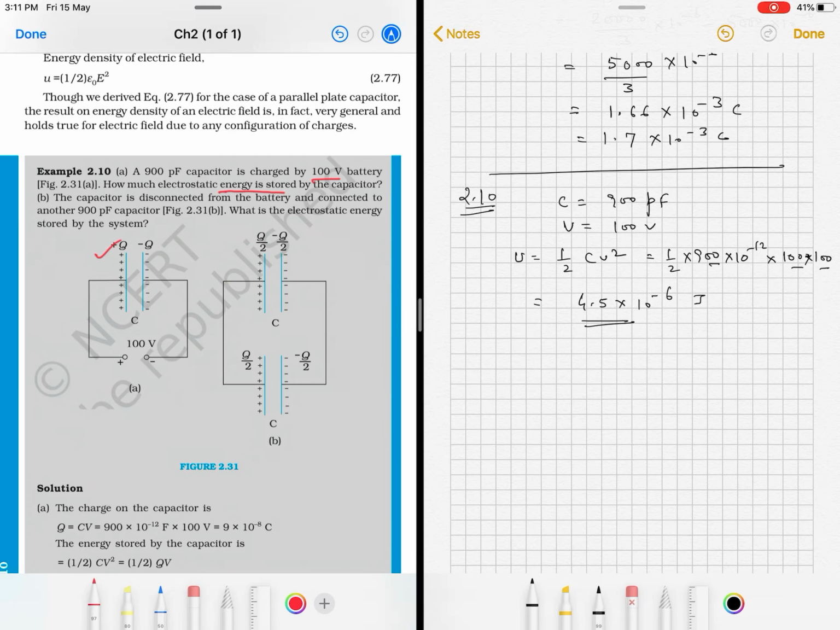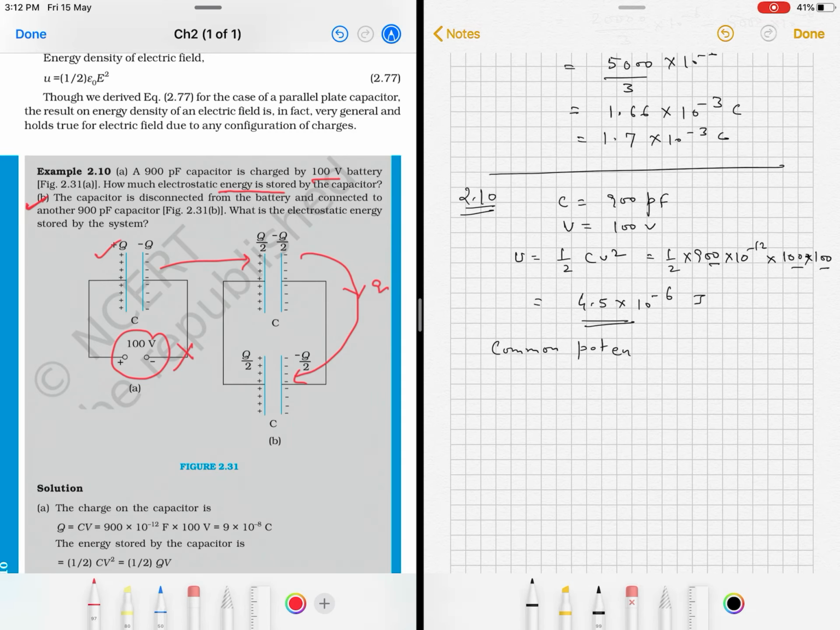Now come to the part B. The capacitor is disconnected from the battery and connected to another. Now this capacitor is connected with another capacitor of 900 picofarad. What is the electrostatic energy stored by the system? So when this is connected to another uncharged capacitor, charge will flow from this capacitor to another capacitor until the potential becomes same. So we will find the common potential in this case.